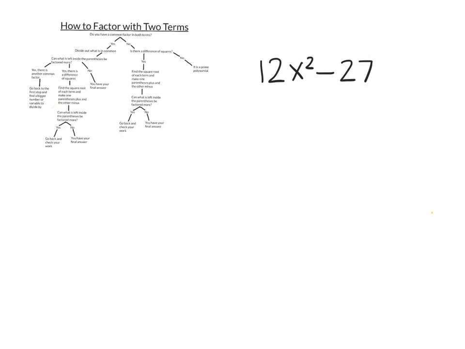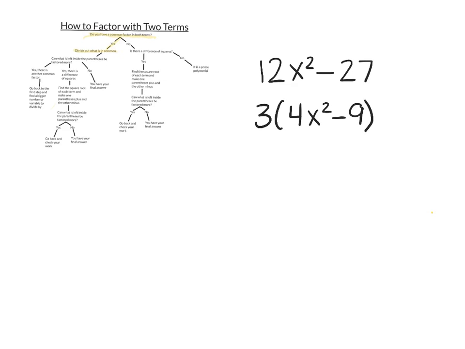All right, the next one, 12x squared minus 27. So first step, do you have a common factor in both terms? 12x squared, 27, yeah, these can both be divided by 3. So yes, there is a common factor. So I'm going to divide out what is in common. So I will take out the 3, and I'd be left with 4x squared minus 9.